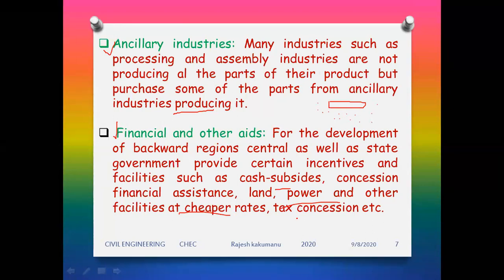For example, if you want to make products related to solar panels, then automatically, since the solar panel industry is currently growing because of electricity prices, the government will give some percentage of concession when you go for the bank loan, right? And also they will provide the land.